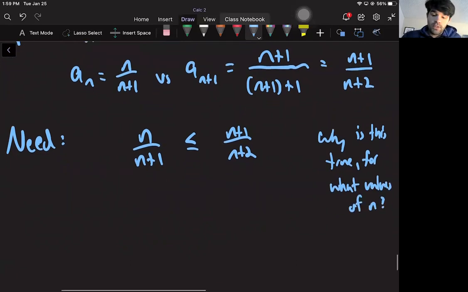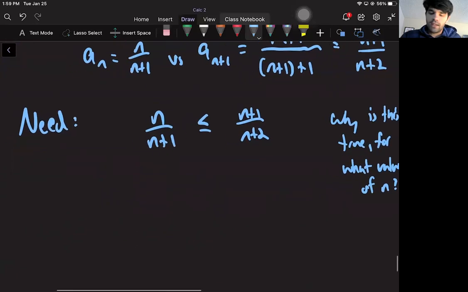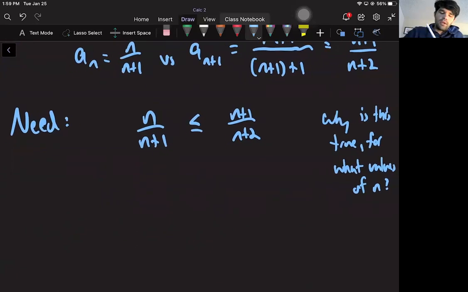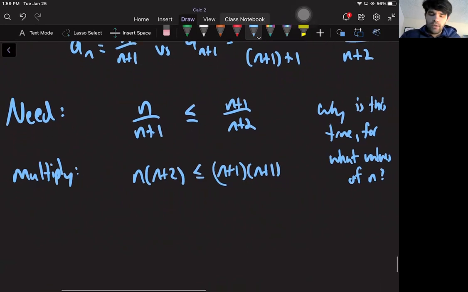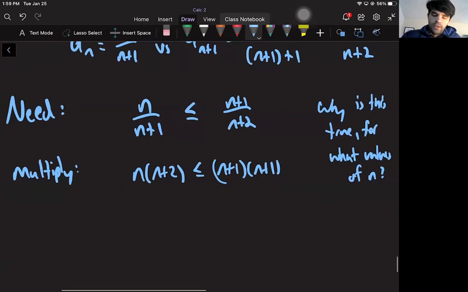And to do it, you just need to simplify it. So it's really not that bad. At this point, you just cross multiply. And so you get N times N plus 2 less than or equal to N plus 1, N plus 1. And we're just trying to work it until we get to something that we can say is for sure true.